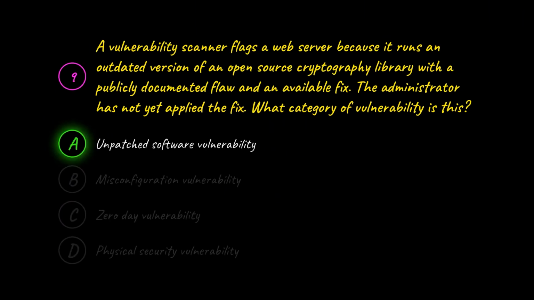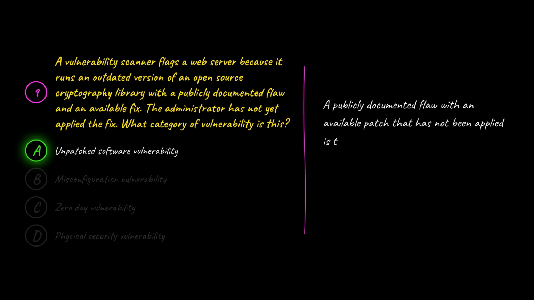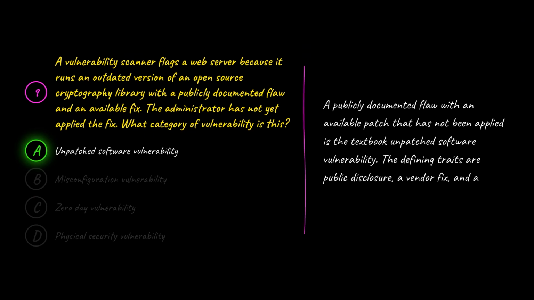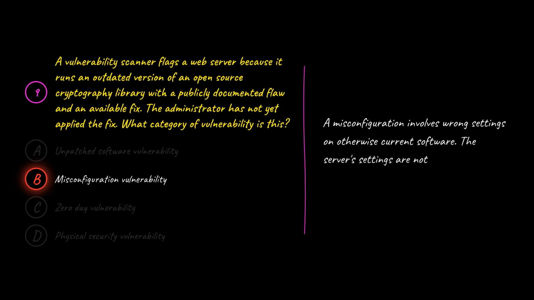The correct answer is A. Unpatched software vulnerability. A is correct because a publicly documented flaw with an available patch that has not been applied is the textbook unpatched software vulnerability. The defining traits are public disclosure, a vendor fix, and a system still running the old version. B is wrong because a misconfiguration involves wrong settings on otherwise current software. The server's settings are not the issue, its software version is outdated.